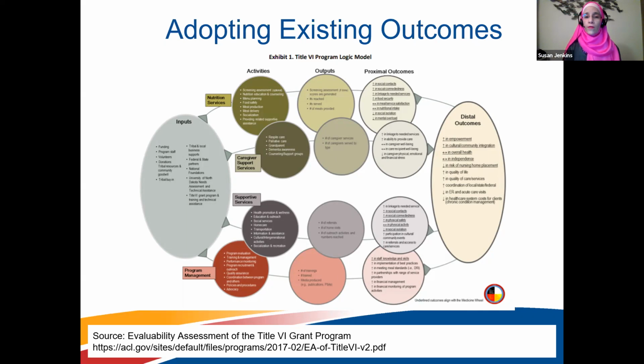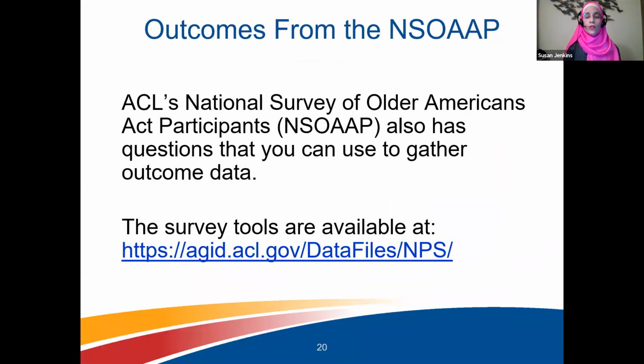Another source, next slide, another source of outcomes can be from the National Survey of Older American Act Participants, as we call it. And the link here is to the survey tools themselves. And for example, there are questions, if you go to the next slide, from the National Survey of Older American Act Participants, and this is related to the case management survey specifically. If you go to the next slide, please.